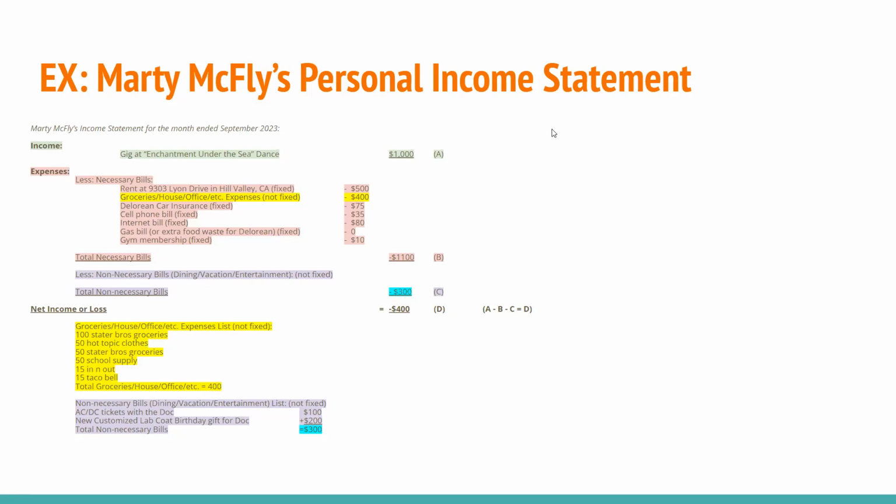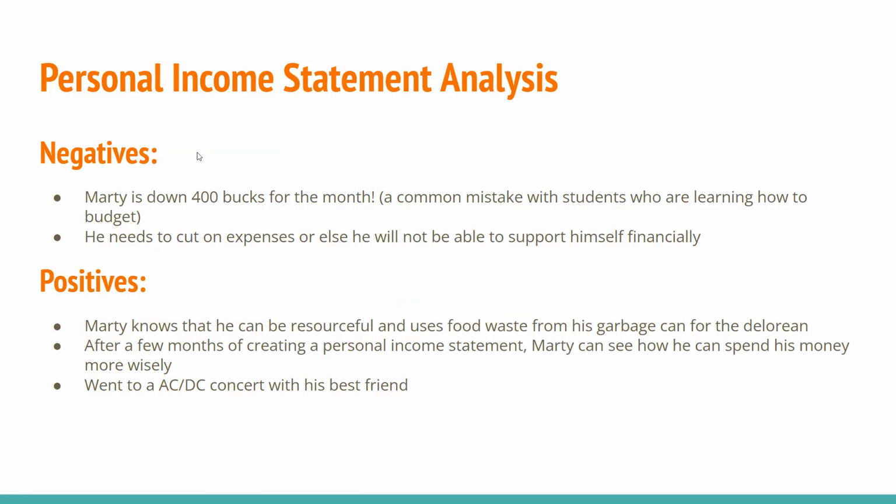Thank you, ChatGPT. All right, personal income statement analysis. Let's start with the negatives, right? Marty is down 400 bucks for the month. What happened? What did he do? It's a common mistake with students who are learning how to budget, and also people who just can't differentiate normal good and inferior good, right? So he needs to cut on expenses, or else he will not be able to support himself financially. So I don't know how much savings Marty's got. So hopefully he's got enough savings to cover himself. This is just an example I made.